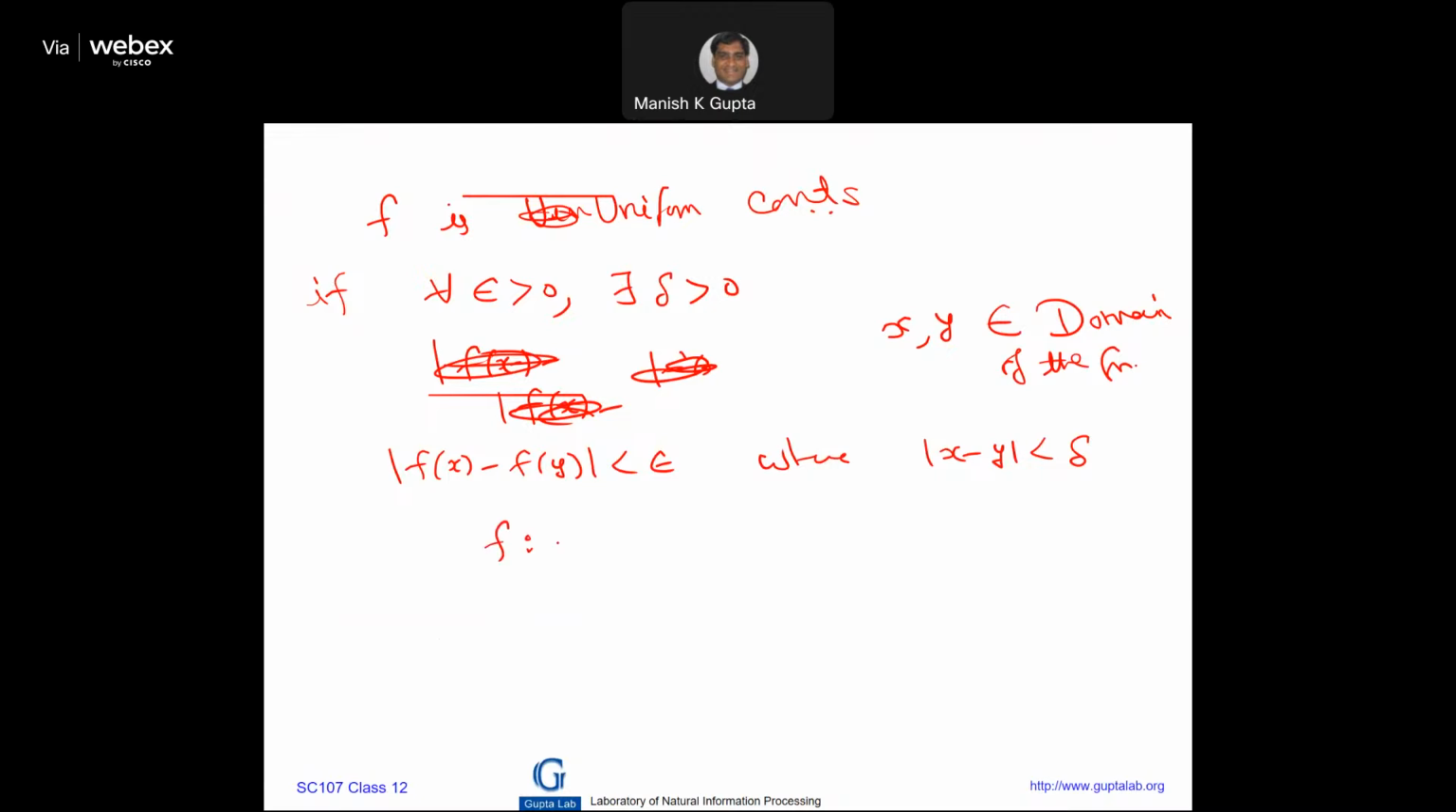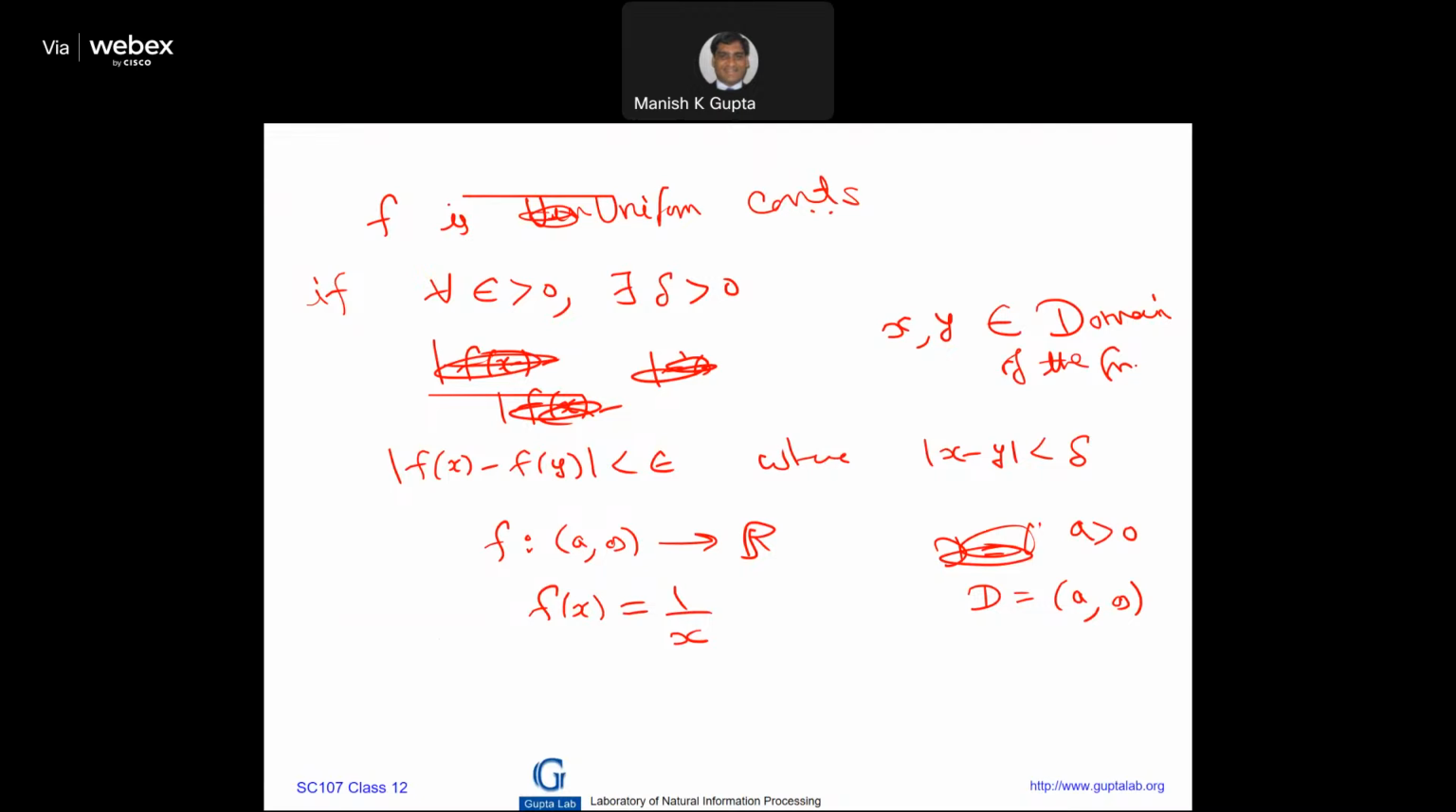Suppose f is a function whose domain is from a to infinity, where a is a positive real number, and the function is f of x is equal to 1 by x. So the question is, is it a continuous function? First of all, is it uniformly continuous? Or actually, is it a continuous function?